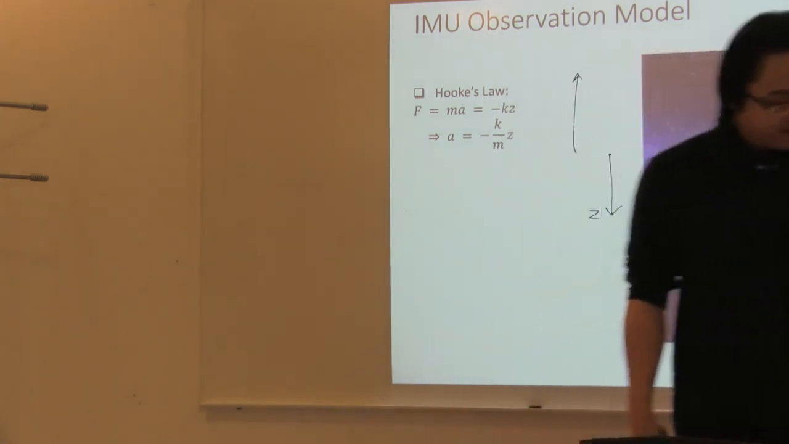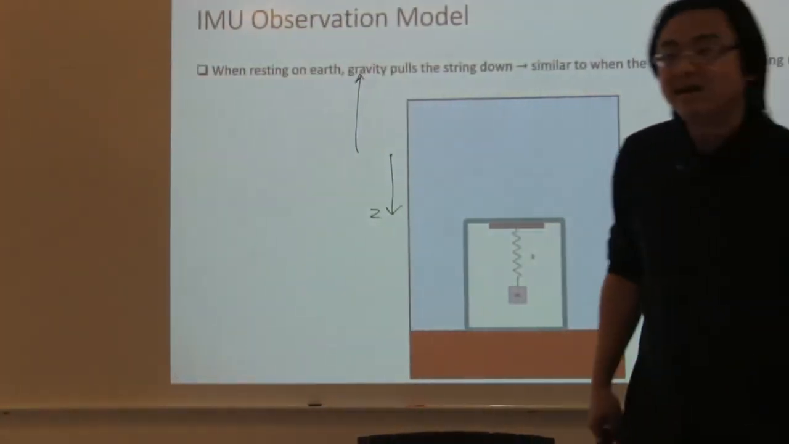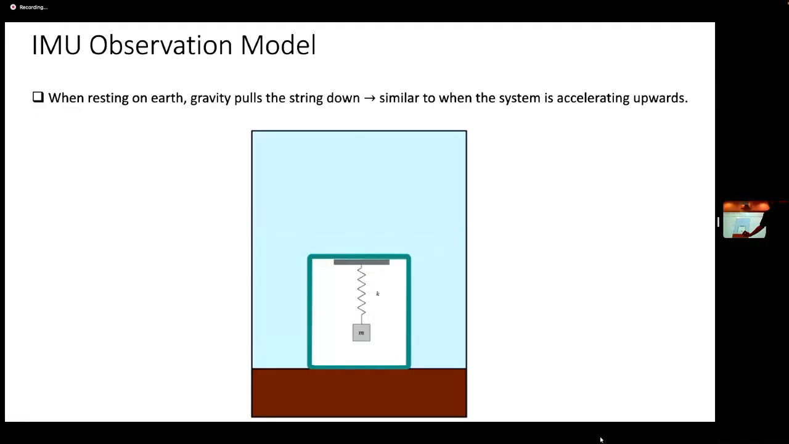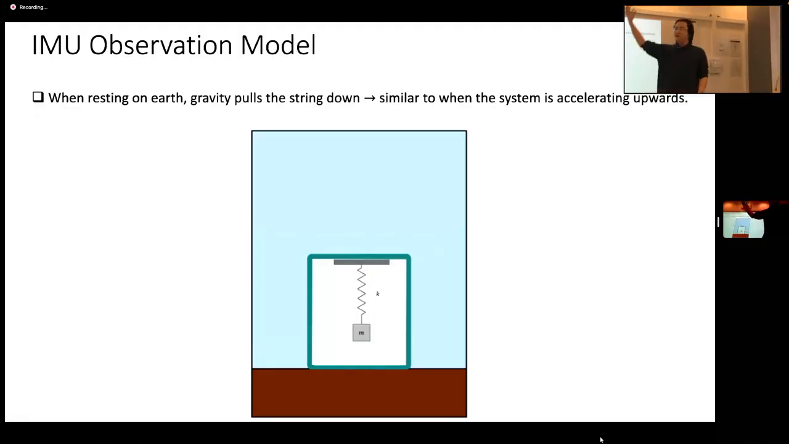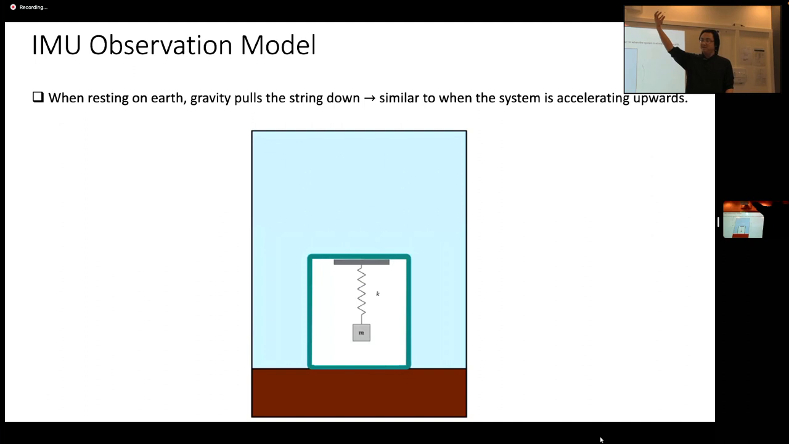So if you put it at rest, gravity pulls it down. So it's similar to the rocket accelerating upwards, right? So actually the IMU measures the opposite of gravity. What the IMU feels is the opposite of gravity. Okay? So negative. Can we sleep comfortably now?